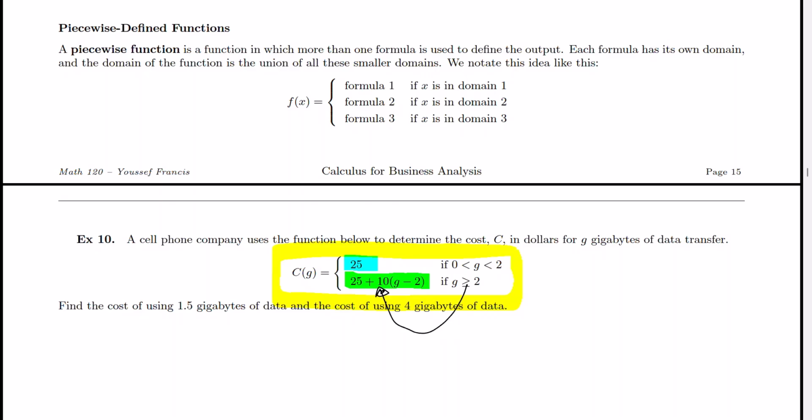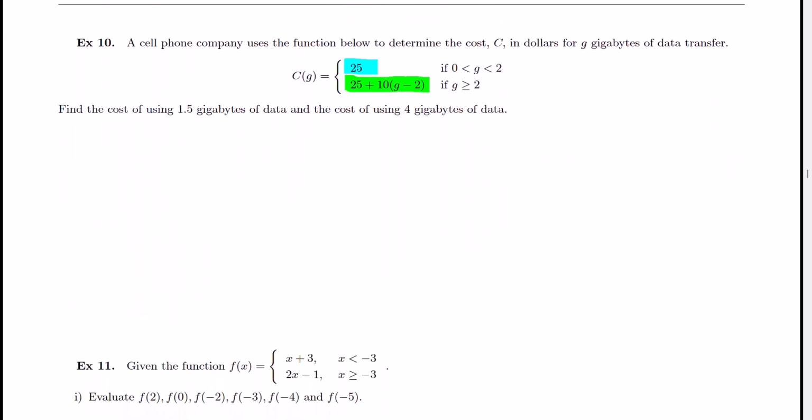And so in this case, we're told that a cell phone company uses the function below to determine the cost in dollars for using G gigabytes of data transfer. So if you use something like 1 gigabyte, then you're supposed to pay a flat fee of $25. If you use 1.5 gigabytes, again, you pay the flat fee. But if you go over the 2 gigs limit, then your bill is calculated using the formula that's written here, 25 plus 10 times (G minus 2). So my question is to find the cost using 1.5 gigabytes and then to do the same thing again with 4 gigabytes. So there are two questions really to solve.